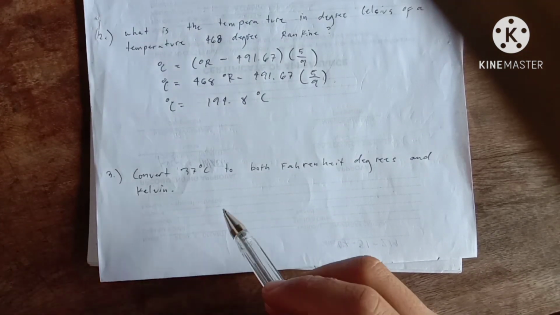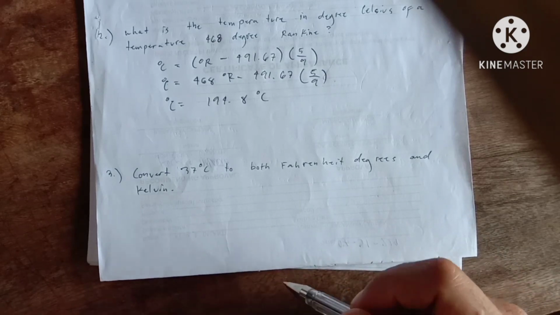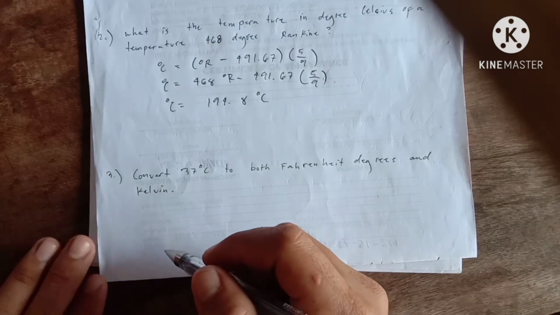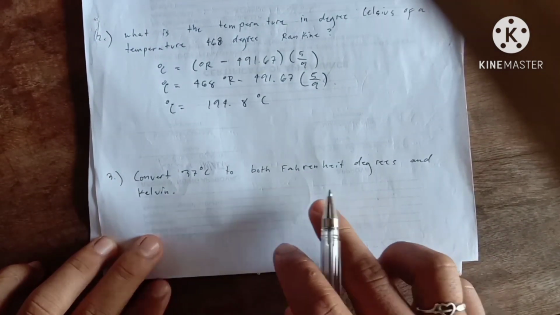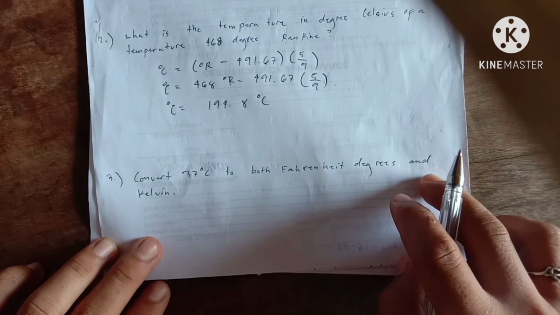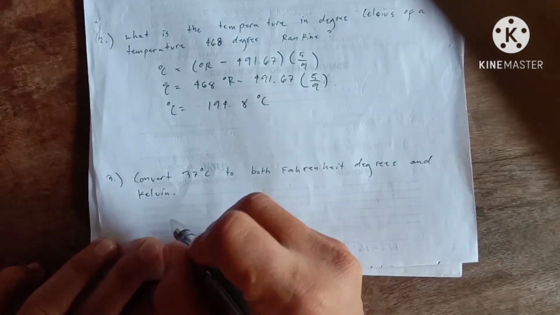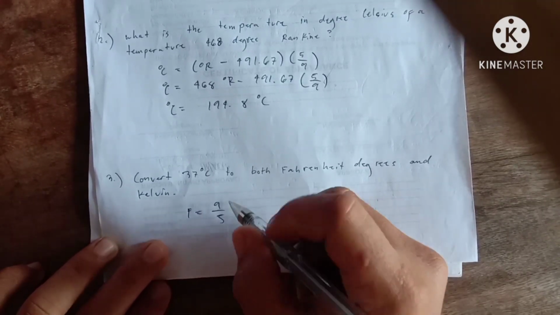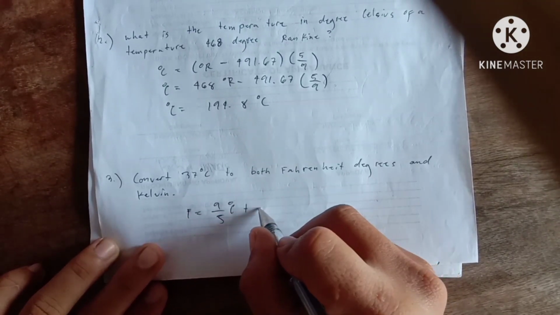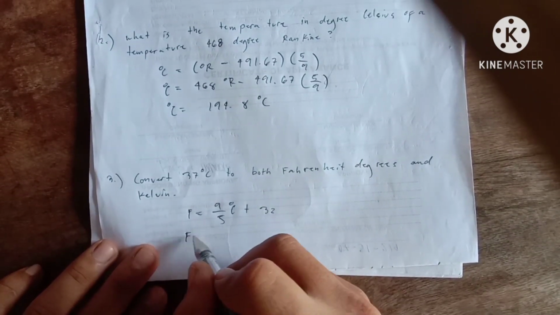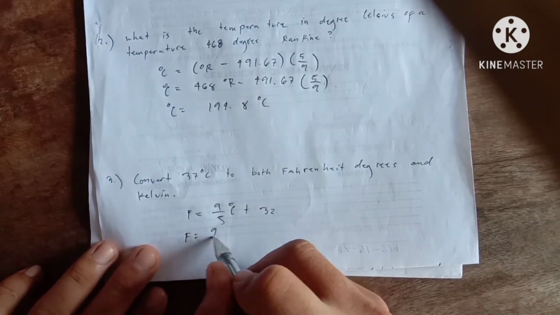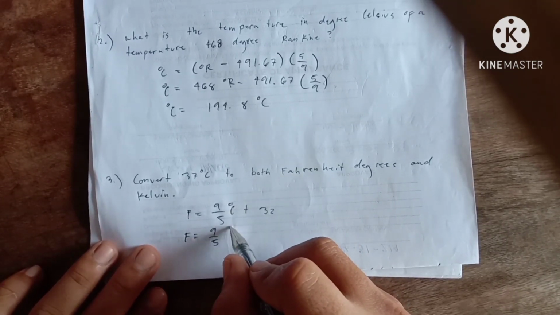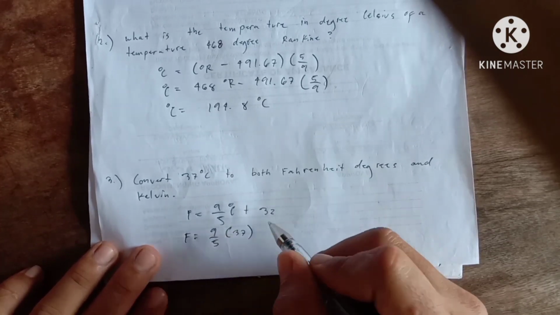Convert 37 degrees Celsius to both Fahrenheit degrees and Kelvin. Fahrenheit equals 9/5 degree plus 32. So Fahrenheit equals 9/5, then the value of degree Celsius equals 37, plus 32.